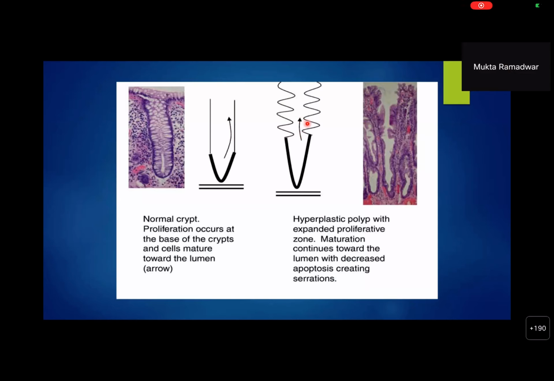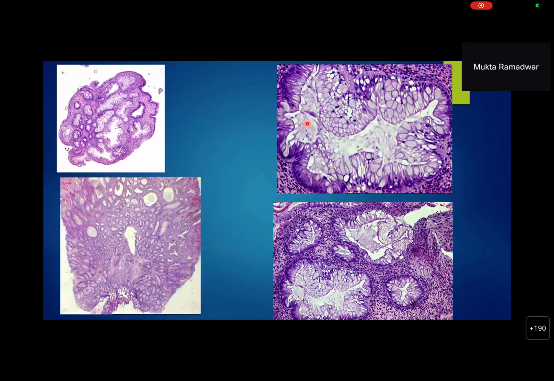And then just like in an adenoma, we have to classify these lesions further as to, is it a hyperplastic polyp, is it a sessile serrated lesion, or is it a traditional serrated adenoma, etc. So this is an example of a hyperplastic polyp.